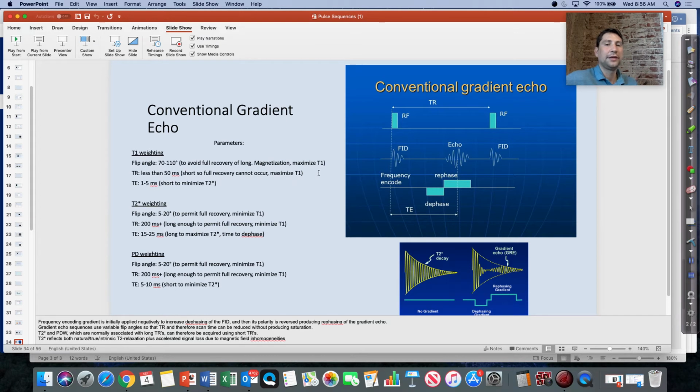All right, so here is another diagram of a conventional gradient echo pulse sequence where we have variable flip angle. We dephase and rephase the spins, we sample it at TE, and then the process repeats itself. Very similar to our spin echo, but the only thing we're really lacking is that 180. So here are the parameters for T1 weighted, T2 star weighted, and proton density weighting.